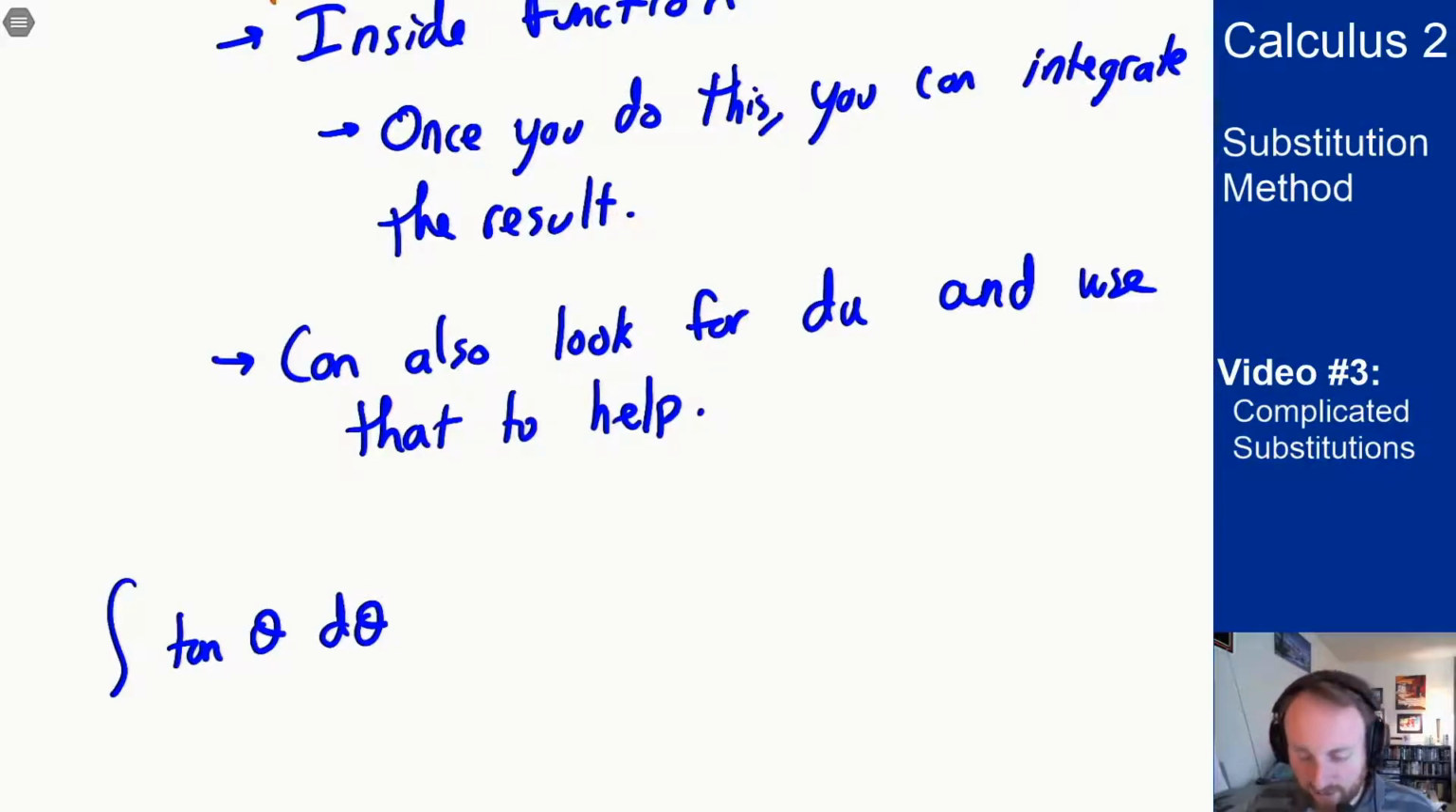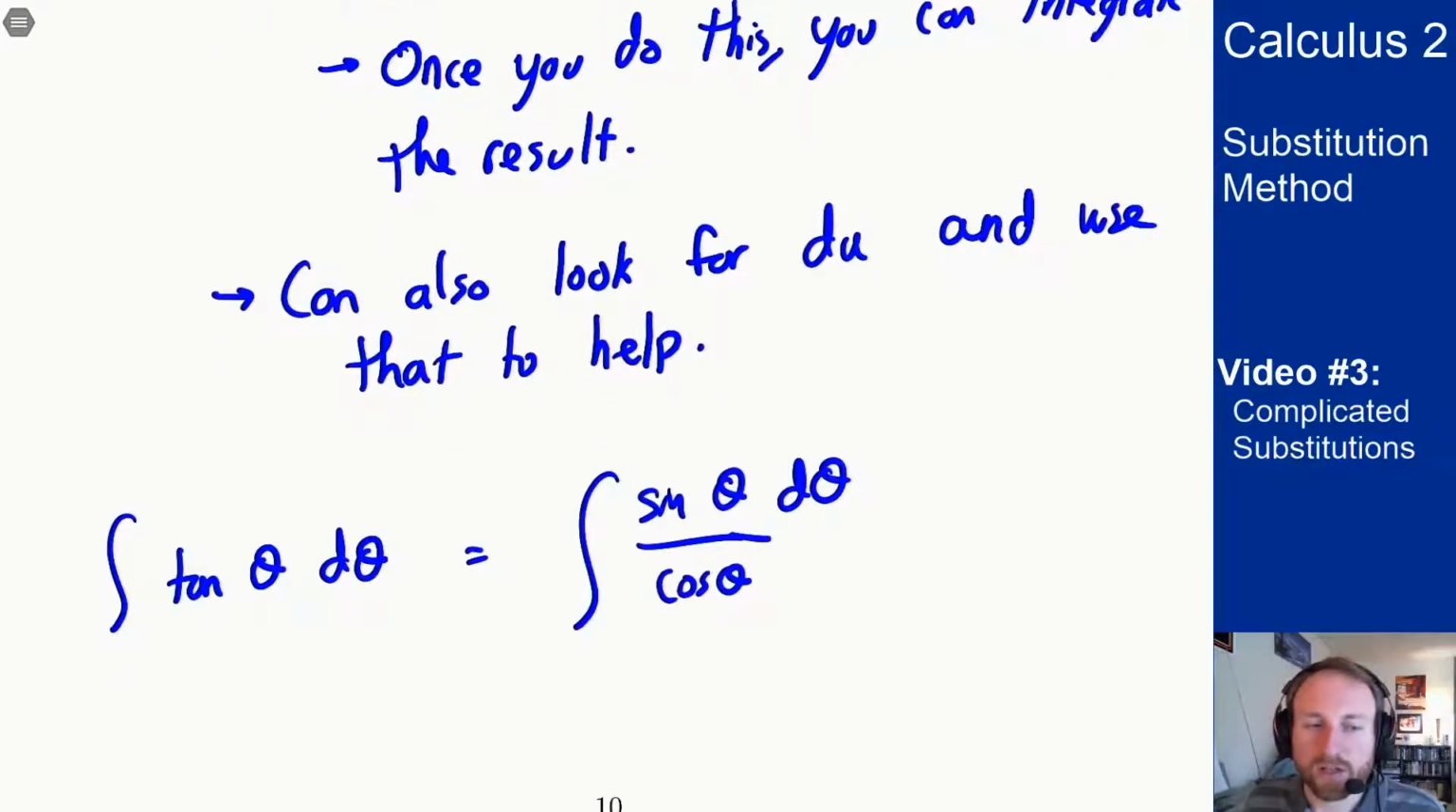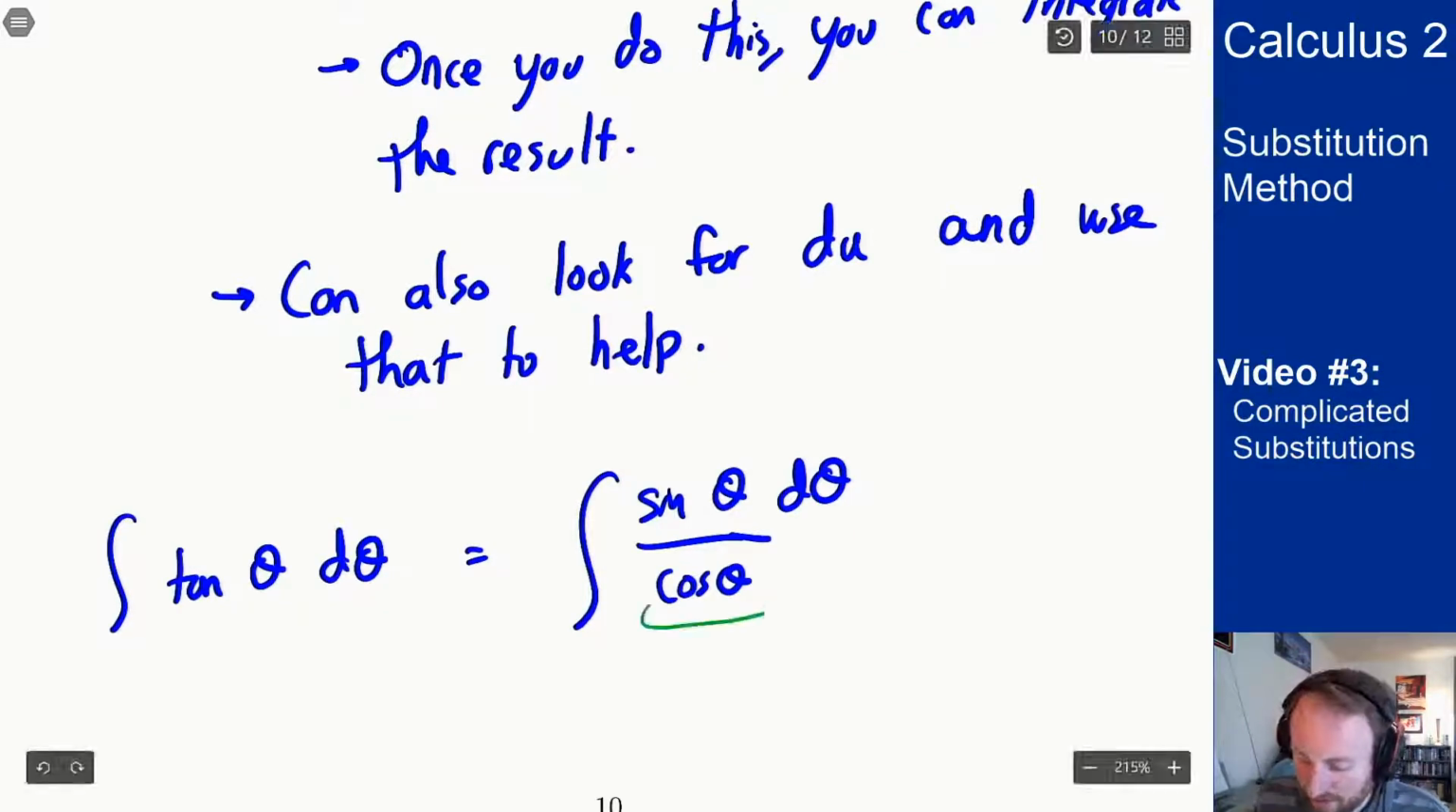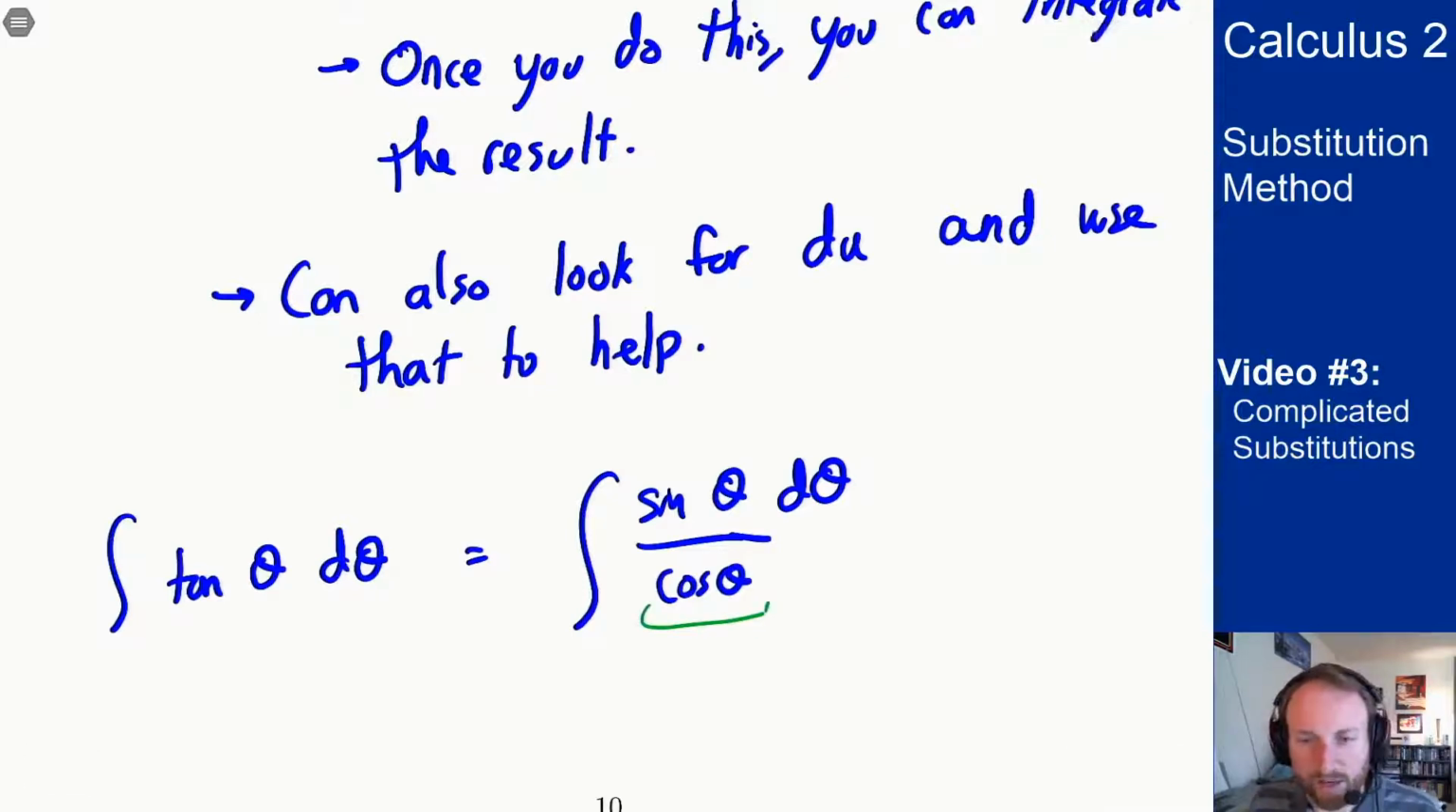Well, let's write out what tangent looks like. Right, tangent is sine over cosine. So to think about this, you can think of two things. One, what's the inside function? Well, it turns out the inside function you want here is cosine theta because it's inside a 1 over u sort of function. But that may not be the easiest thing to spot.